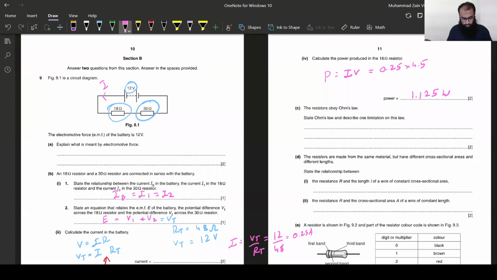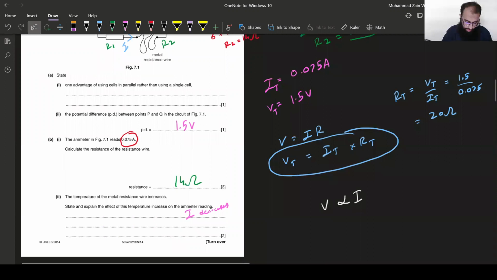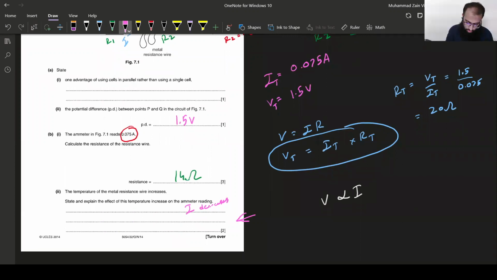The resistors obey Ohm's law. State Ohm's law and describe one limitation on this law. So Ohm's law is that my voltage is directly proportional to the current in the circuit, and the limitation is that this holds as long as the temperature is constant, which is exactly the assumption that was violated above in the previous part.